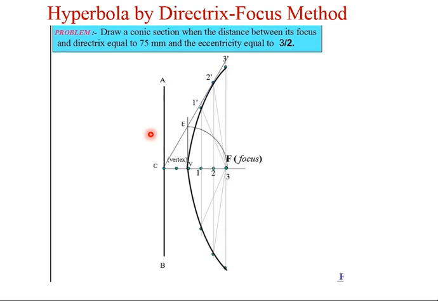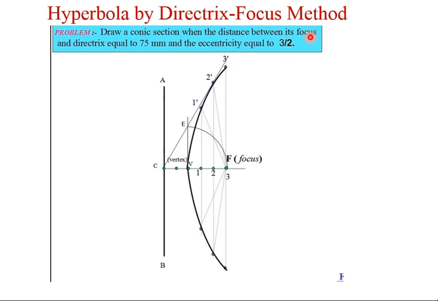Now I'll be moving to the hyperbola, which is the third conic curve. Hyperbola with the help of directrix focus method can be drawn in this manner. This is the problem statement. Draw a conic section when the distance between its focus and directrix is equal to 75 millimeter and the eccentricity is equal to 3/2. Here also two things are given: the distance between directrix and focus is 75 millimeter and the eccentricity is 3/2, which is greater than 1.